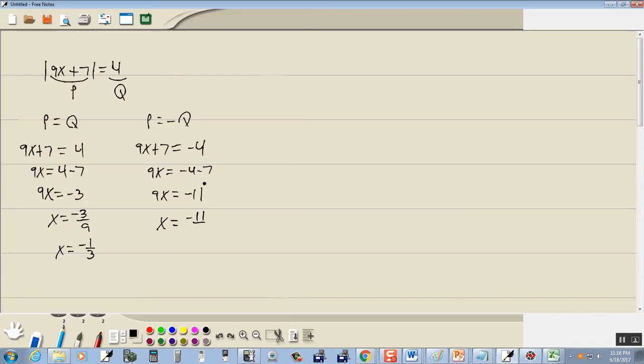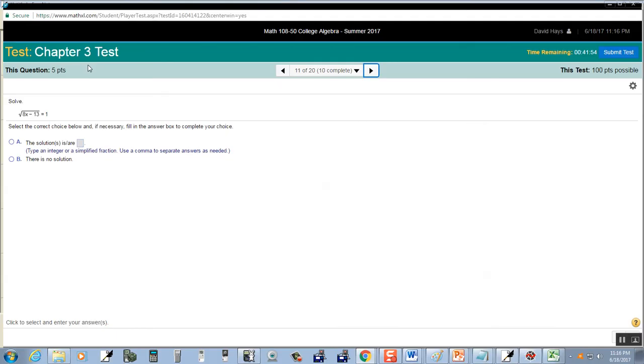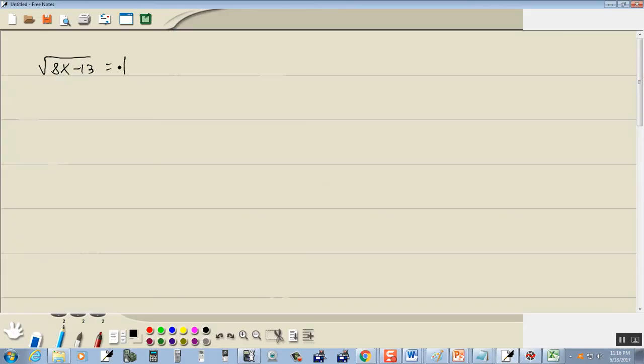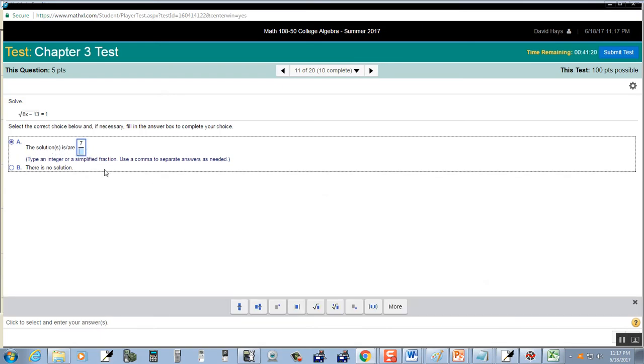Okay, let's take a look at this one. We got the square root of 8x minus 13 equals y. Now, we got the square root by itself, so we're going to go ahead and square both sides. And that gives us 8x minus 13 is equal to 1. Take negative 13 over, becomes a positive 13. 1 plus 13 is 14. Divide both sides by 8. And top and bottom both divided by 2, and that gives us 7/4. Now we would want to check that into the original problem, make sure it works, but it does. I went ahead and mentally checked it.